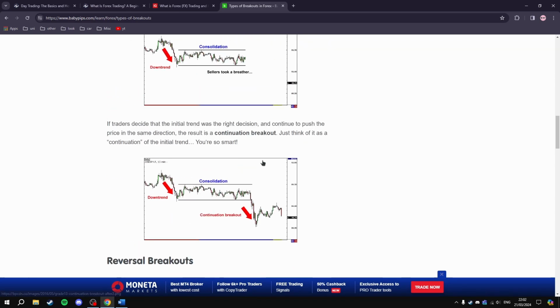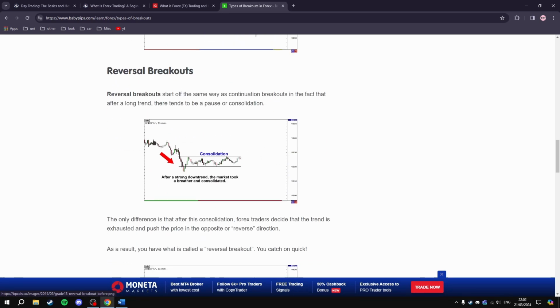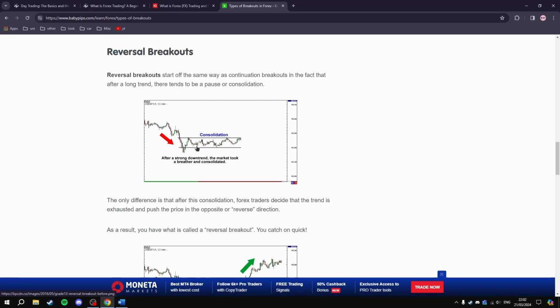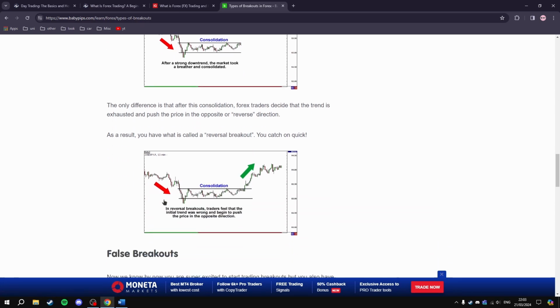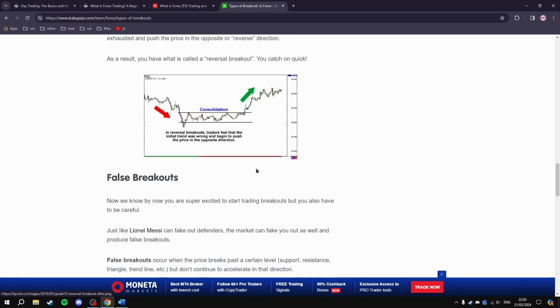Reversal is the opposite of the continuation, so whatever the trend after the consolidation area is going to be the opposite of the initial one. In this case, the initial one is going to be a downtrend. We've got the area of consolidation, and then after consolidation we've got the uptrend.